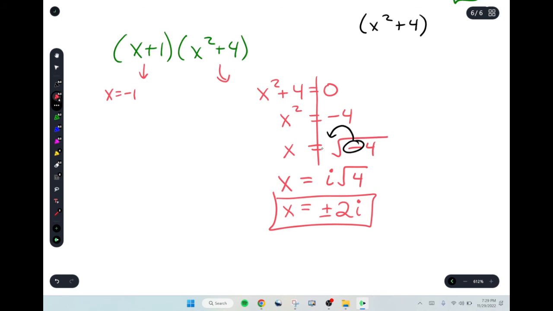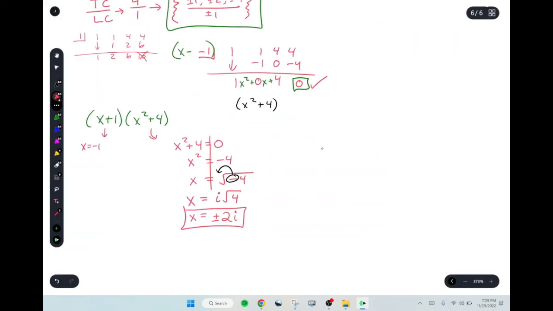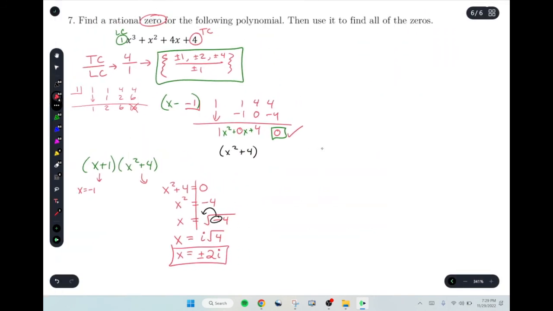There's my other two solutions. So my 3 zeros for this whole problem were -1, 2i, -2i. And it makes total sense that there's only 3 solutions, because if you look at the leading term, it's a cubic function. So there can only be 3 solutions. Actually, that worked out super nice that it funneled into those 2 imaginary zeros.